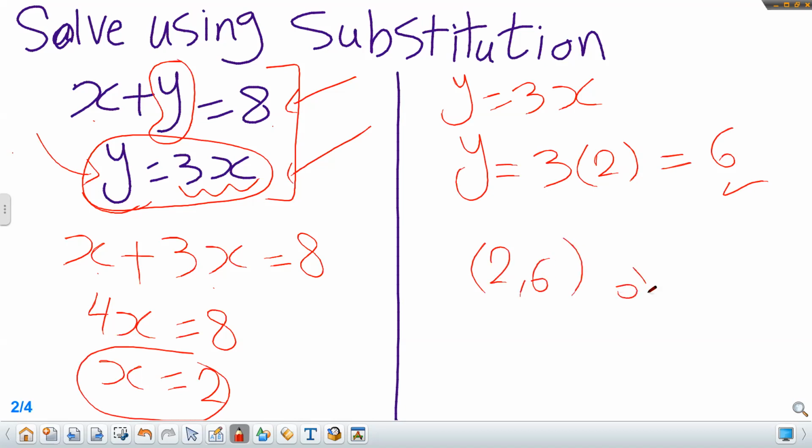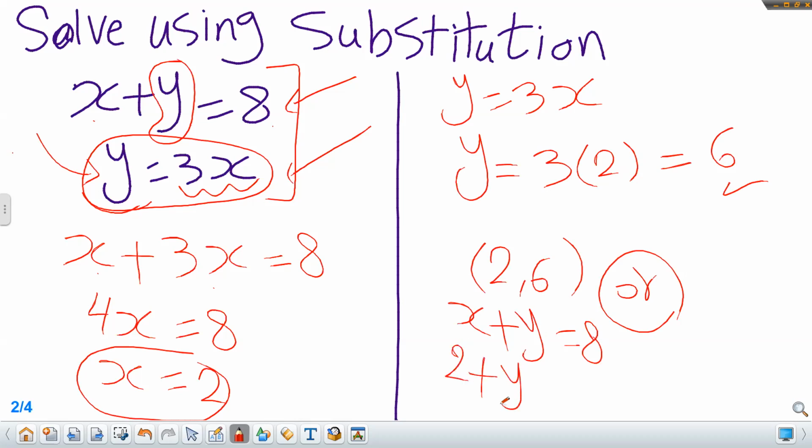Or you can select the first equation, x plus y equals 8. If you replace x by 2, then 2 plus y equals 8. Then y equals what? Yes, 6 also. So if you selected the first equation or the second equation, no problem. The same answer. After you found the solution (2, 6), you can check your answer.